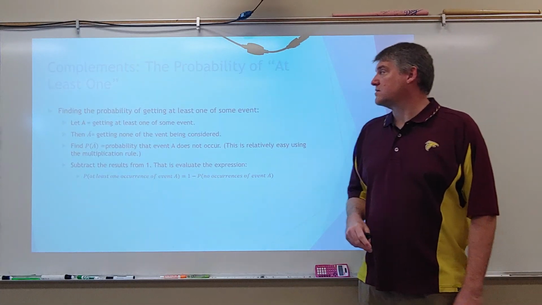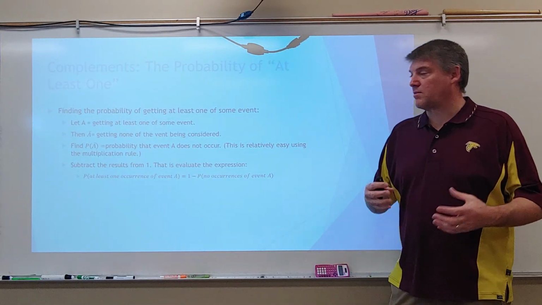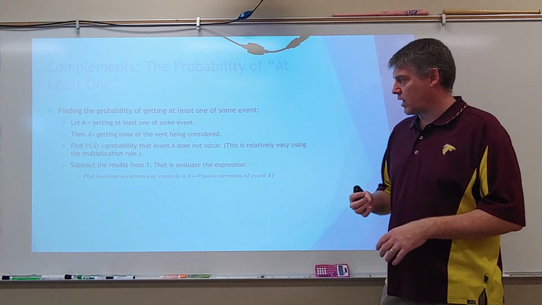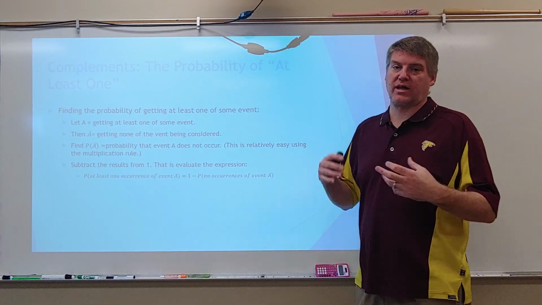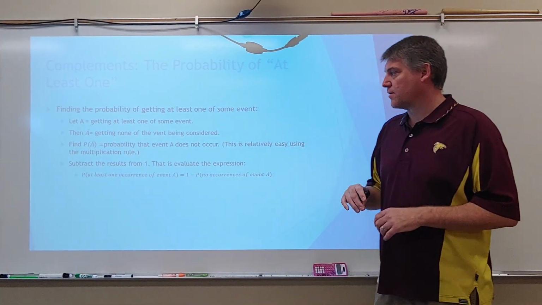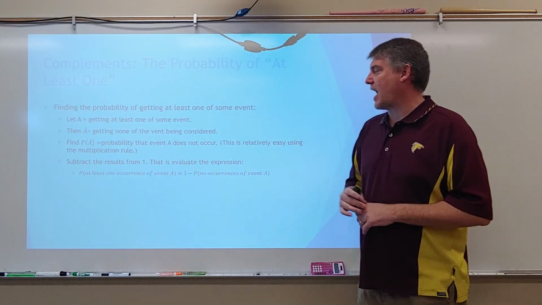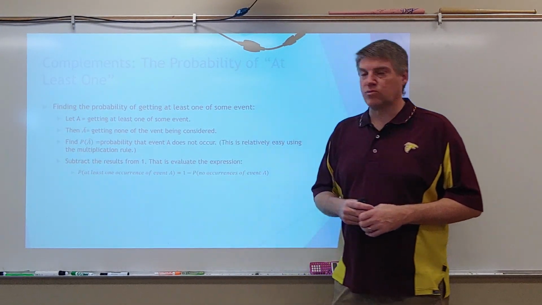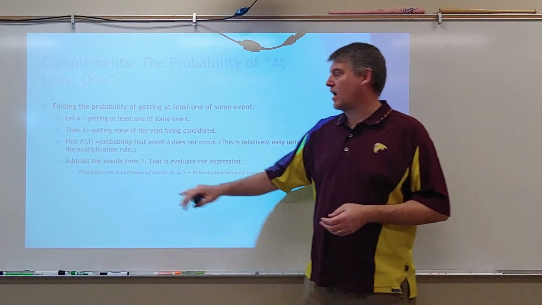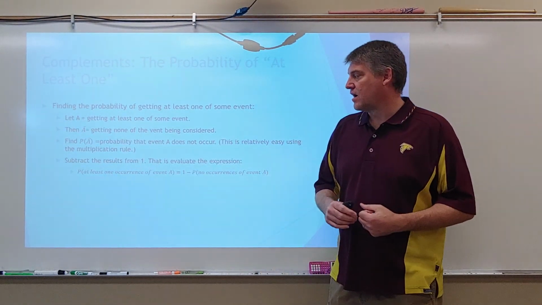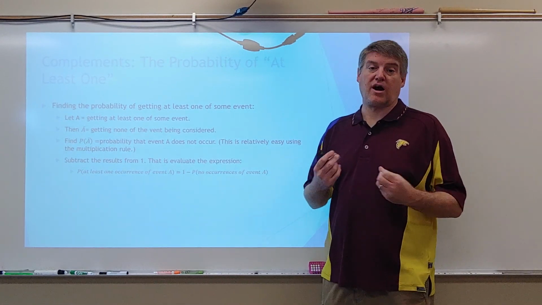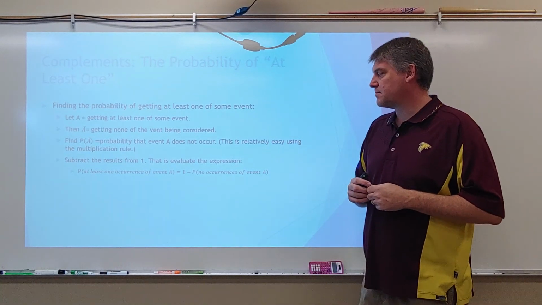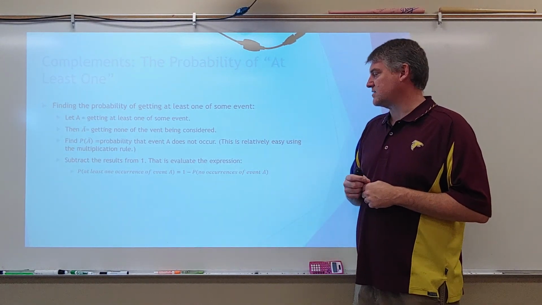Okay, so complements, the probability of at least one. Sometimes we have this idea of at least one, so we're looking at 1, 2, 3, and so on. Find the probability of getting at least one of some event. Let A equal getting at least one of some event. Then the complement equals getting none of the event being considered. So the complement now is getting 0. Find the probability of the complement, that event A does not occur.